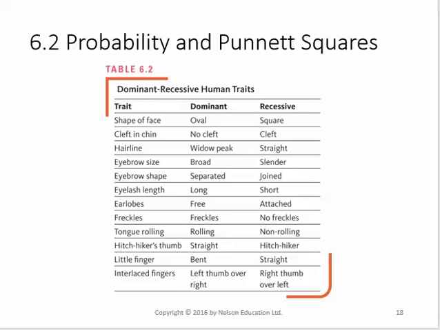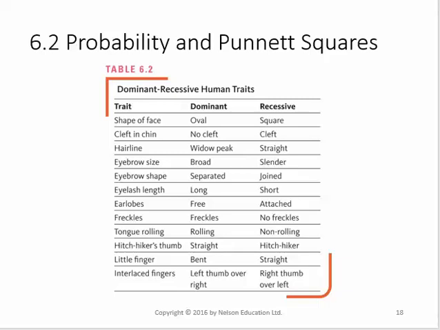Here are some interesting dominant and recessive traits that we have in humans that are documented. I'm going to go through them because it's really kind of cool. The shape of a face, oval versus a square jaw. Recessive is the square jaw. No cleft in your chin versus a cleft in your chin. Recessive is a cleft in your chin. So that means if you have a chin cleft, you're homozygous recessive for that trait.